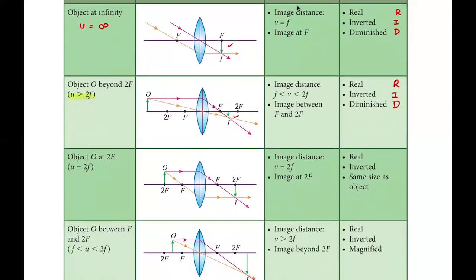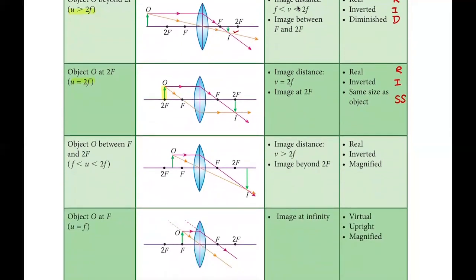The next one is when the object is exactly at 2F. We can see that the size of the image is the same, and it is formed exactly at 2F also. So we can say that the image is real, inverted, and same size. We put S there, for same size, or you can also put SS. It doesn't matter. Next is when the object is placed in between F and 2F.